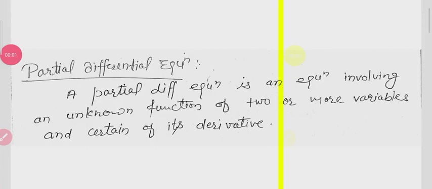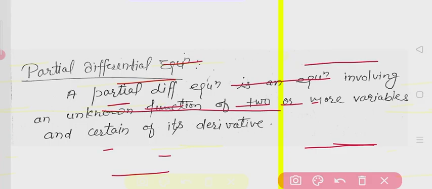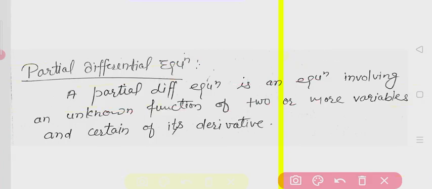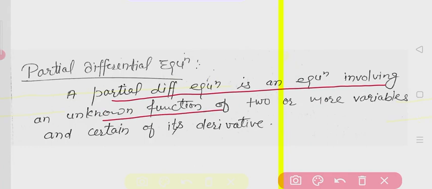Hello students, in the last video lecture we talked about some notations which will be used throughout the course. So today we will start with the very first definition, partial differential equation. As you all know, a partial differential equation is an equation involving an unknown function of two or more variables, and certain of its derivatives.